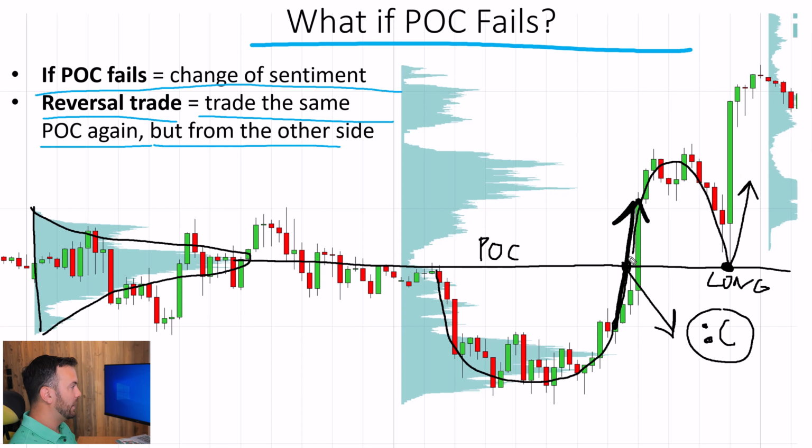So that's why you wait for the pullback, and very, very often the market gives you the chance to enter at that level again, right? Very, very often there is that pullback. And this is the reversal, right? If you previously went short, took a loss, then the reversal would be taking a long from the same level, from the same point of control.